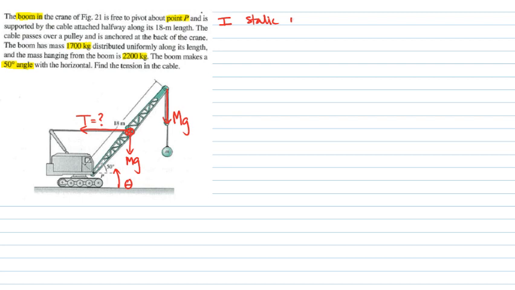Static equilibrium, which means that the sum of the forces in the x direction is equal to zero, the sum of the forces in the y direction is equal to zero, and the sum of the torques about any point we choose is equal to zero. Importantly, with a static equilibrium problem, it's always relevant to identify the object that you're looking at, which is the boom here, which I'm trying to draw as a diagram, and all the forces which are acting on the boom and where they are acting.